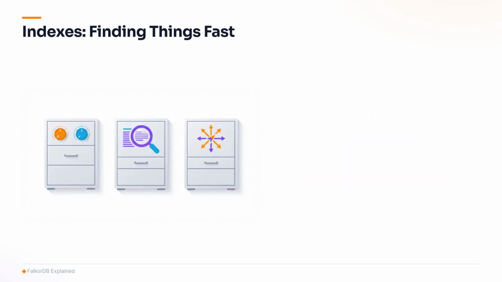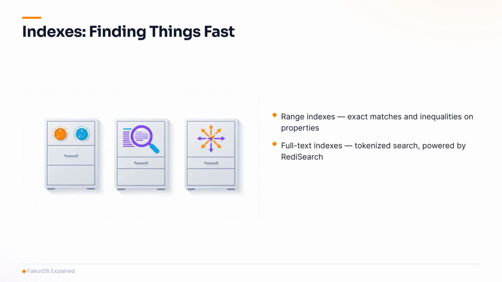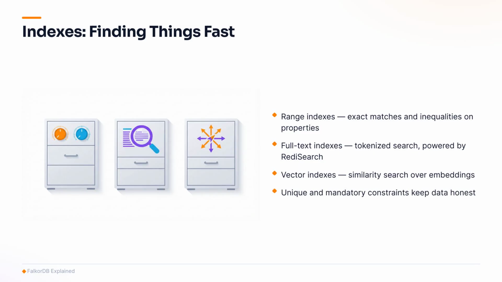As graphs grow, you need indexes. FalkorDB gives you 3 kinds. Range indexes accelerate exact lookups and inequalities. Find the user with this email, or products under $50. Full text indexes, powered by RediSearch, tokenize text so you can search it like a search engine. And vector indexes, the newest and most exciting kind, let you search by meaning, using embeddings. On top of that, unique and mandatory constraints keep your data honest at write time.